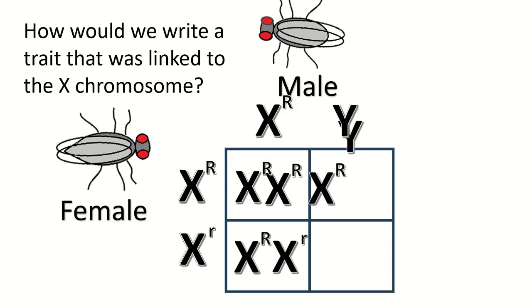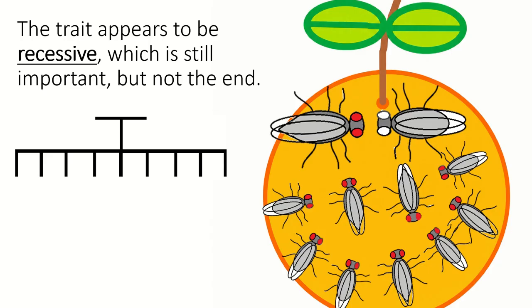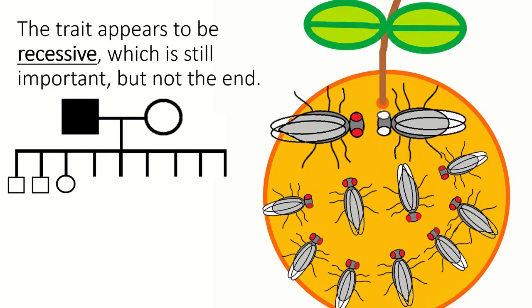On the other hand, notice with males it's different. In this case, it's a male that has red eyes. In this case, it's a male that has white eyes. Mom determined what the son's got because she's the one that gives the X chromosome, the only X chromosome a son gets.